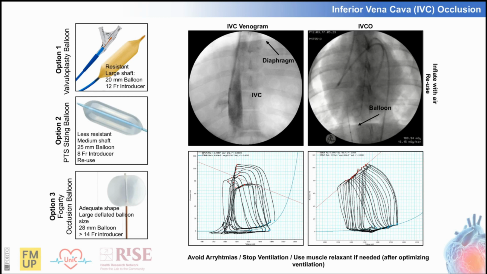So the valvuloplasty balloon is a very resistant balloon that will not easily burst, but it has a very large crossing profile, meaning that it needs a very large introducer sheath in order to be deployed. This is especially important when recovering the animal is required, as creating a 4 millimeter hole, which is a 12 French introducer, is very different than creating a 2.6 millimeter hole, which corresponds to an 8 French introducer.